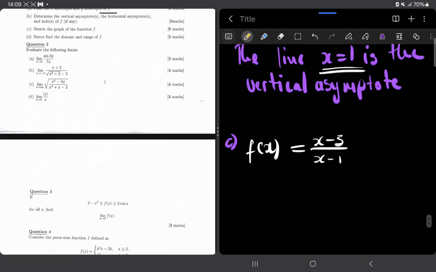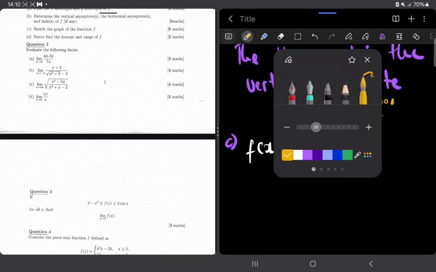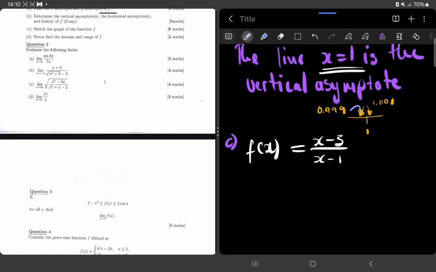So what you're going to do is, you have 1 on a number line here. You're going to choose one value which is just after, which is 1.0001, and one value which is just before, which is 0.999. What we're going to do is try them into the function and see what value it gives.